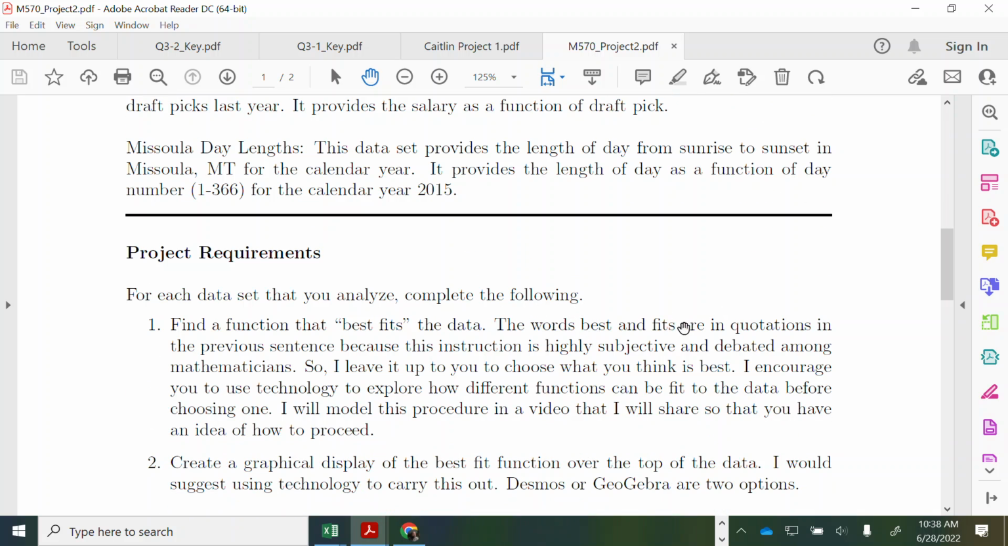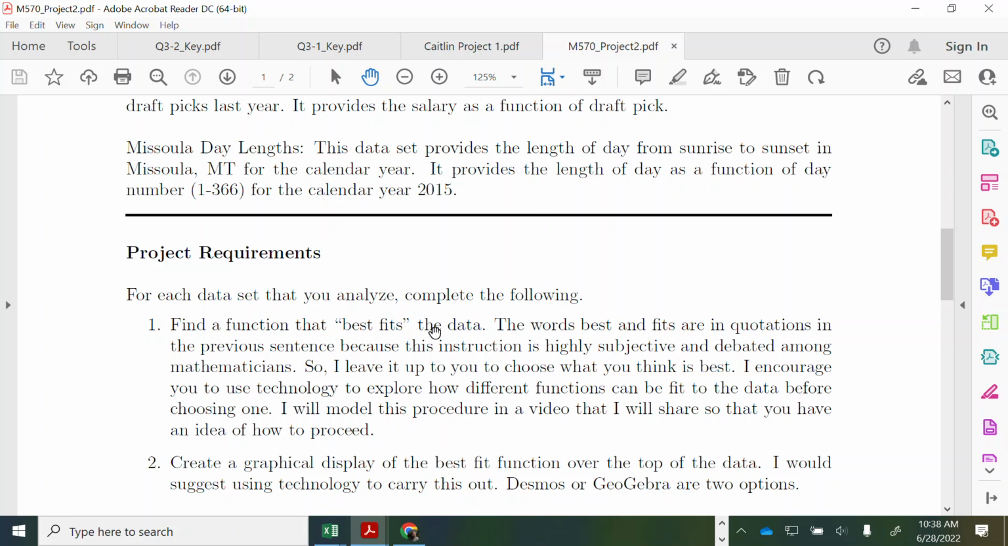I say the words best and fits are in quotations in the previous sentence because this instruction is highly subjective and debated among mathematicians. I mean, how do we know when something fits best? So I really leave it up to you to choose what you think is best, and I just encourage you to use technology to explore how different functions can be fit to the data before you choose one. And like I said, I'll model this procedure in a video, and I'm doing that right now.